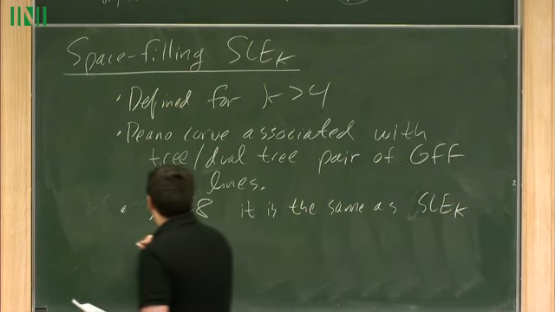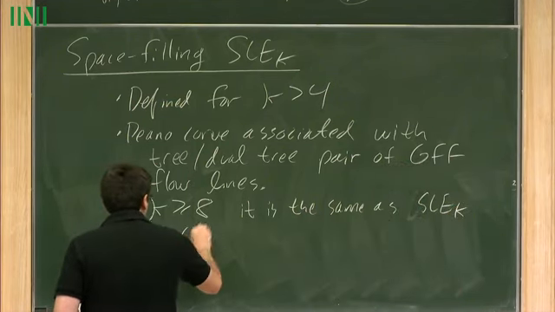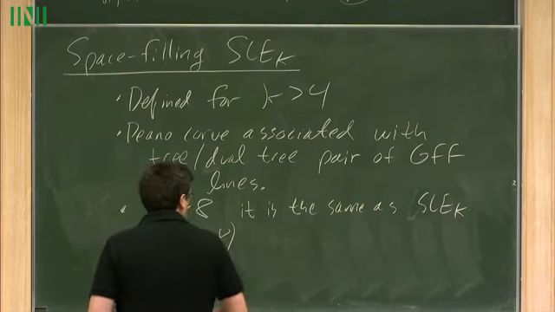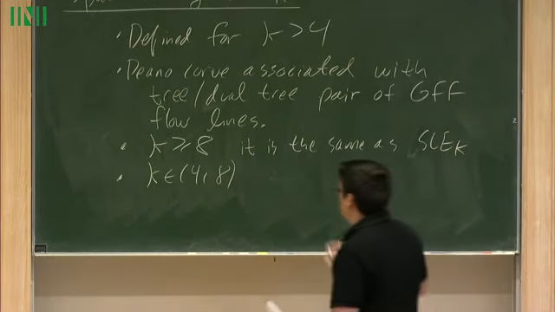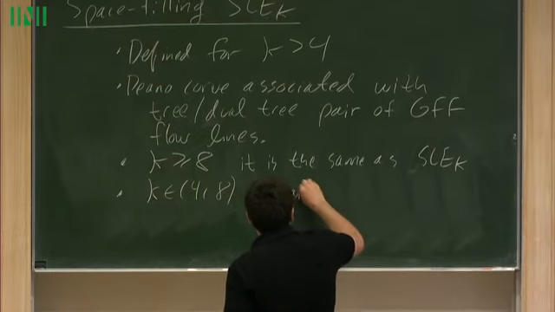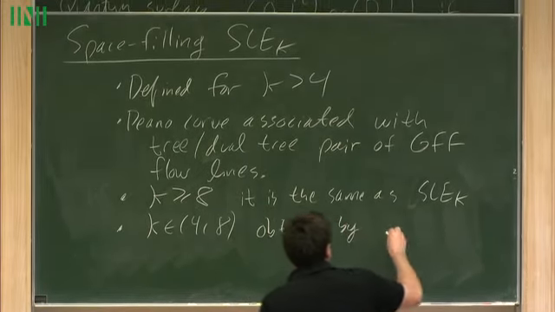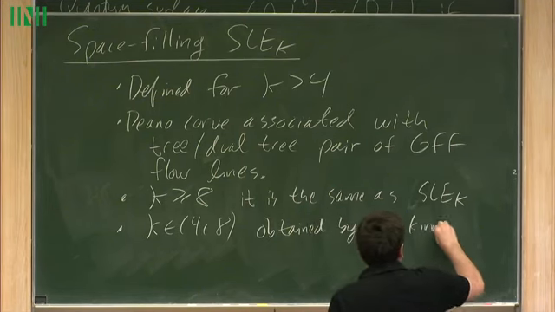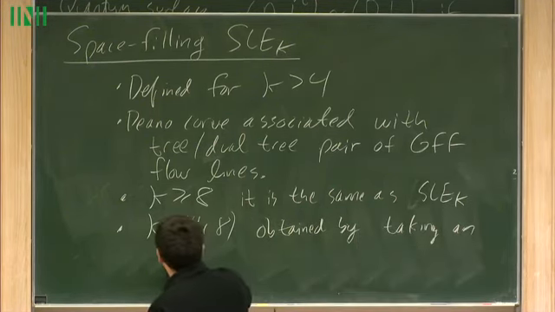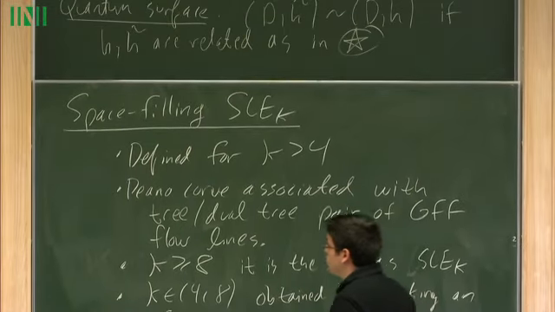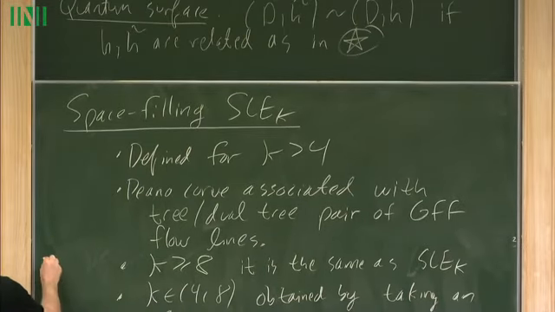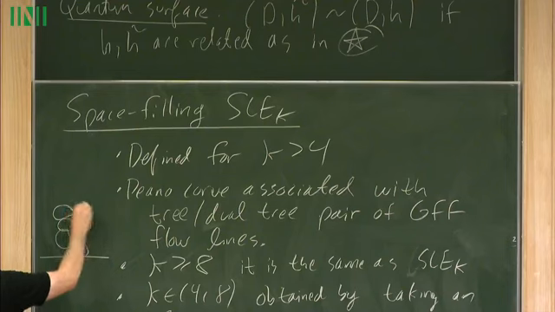And the way that you can think about it when kappa is between 4 and 8 is that it's obtained by taking a regular SLE kappa. And remember, when you're in this range, regular SLE is not space filling, but it does intersect itself. So as you go, it does sort of this. So that would be like a regular SLE kappa.